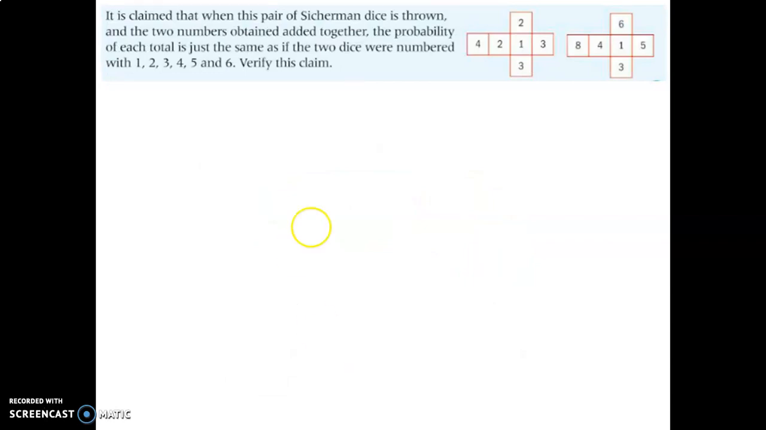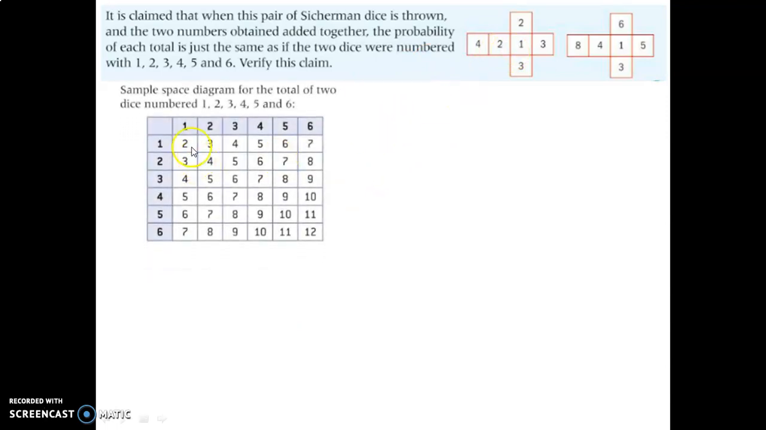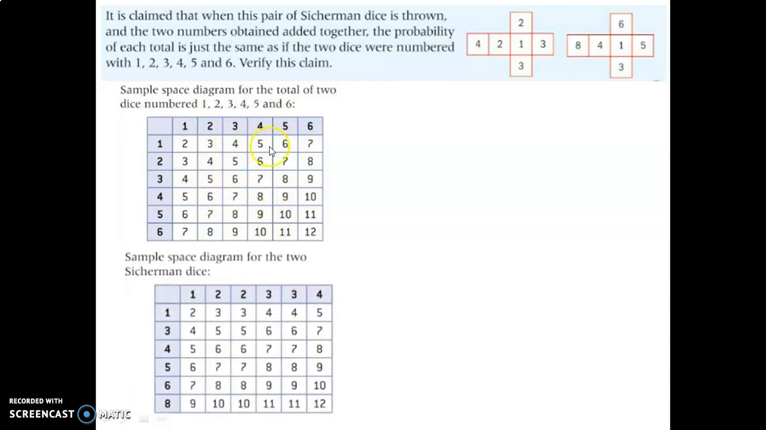Another question here. Take a look at this. Alright, so what we did here is you can create a sample space diagram. Here is for the roll of one of the dice, the roll of the other dice, and here's all the sums. I'm sorry, that was the sample space diagram for a typical 6-sided die and another 6-sided die. So notice when you roll 6 and 6, you get 12, and so on. Here's the same diagram created for these 2 dice.